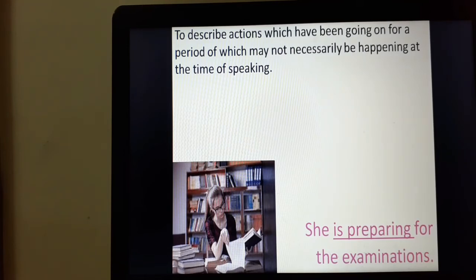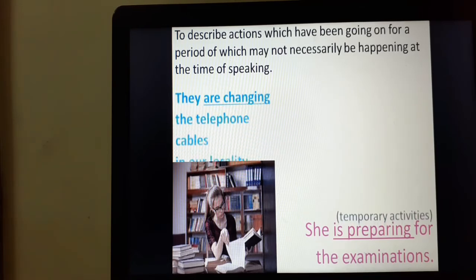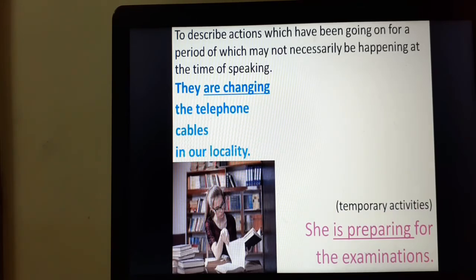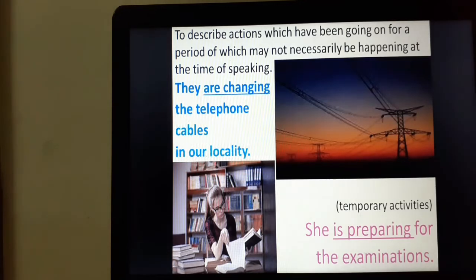Present continuous tense is also used to describe actions which have been going on for a period of time, which may not necessarily be happening at the time of speaking. Example, she is preparing for the examinations. It means she is in the process of preparing. That is a temporary activity. Here is another example, they are changing the telephone cables in our locality.